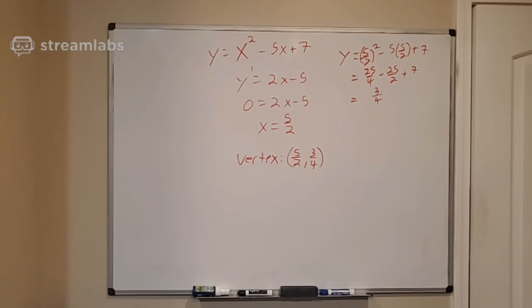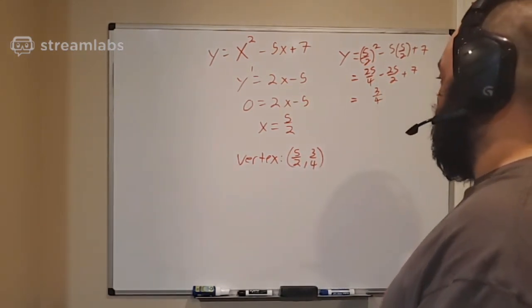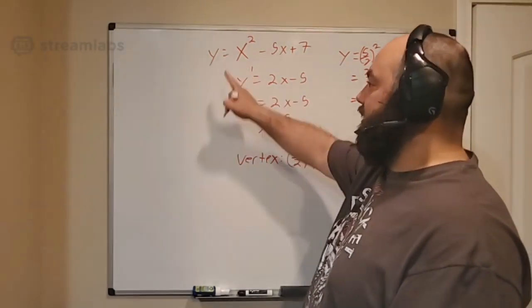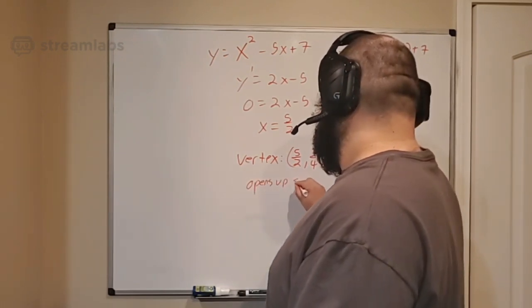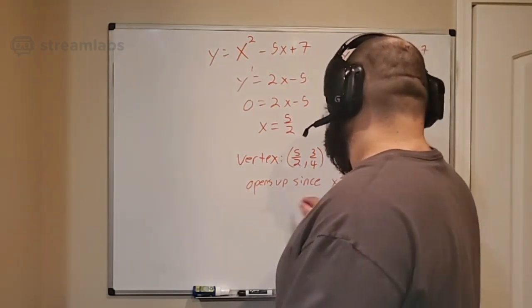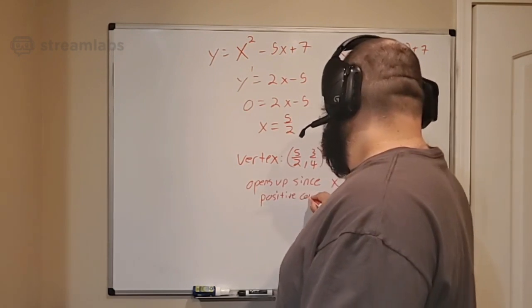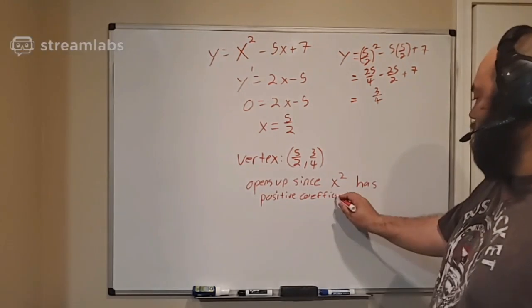I put it on a number line to make sure it was the minimum, so it was like the lowest point. You could do that. That works as well. Again, that's not the simplest way. Simplest way is just say it opens up because x squared is positive. Since it has a positive coefficient. Okay. So all you have to do is just say that x squared has a positive coefficient, opens up.